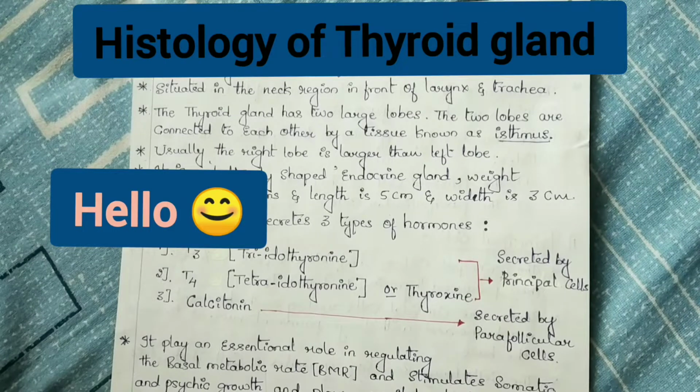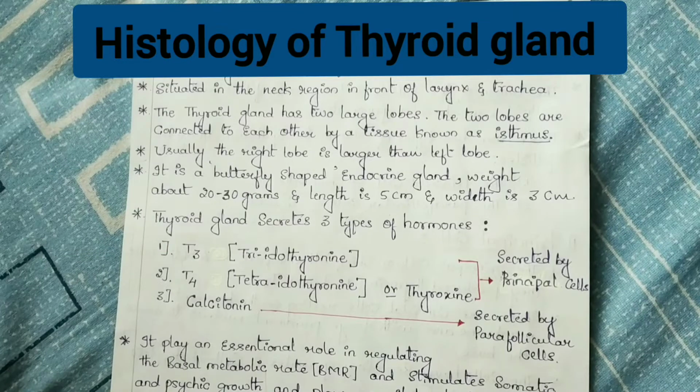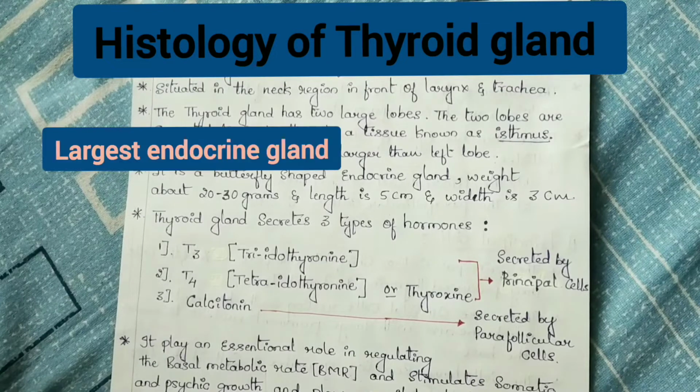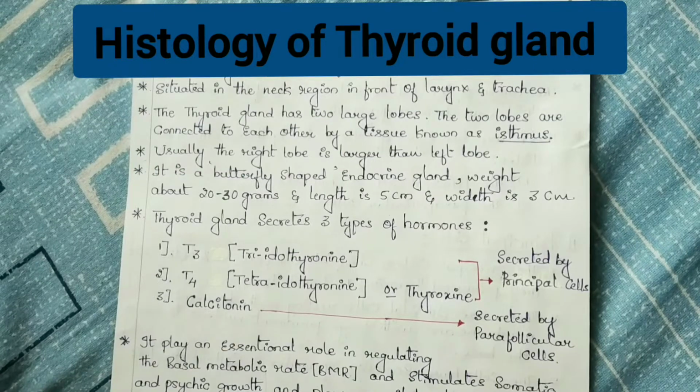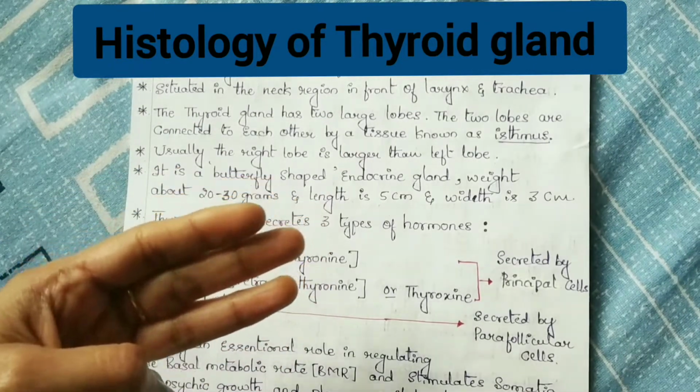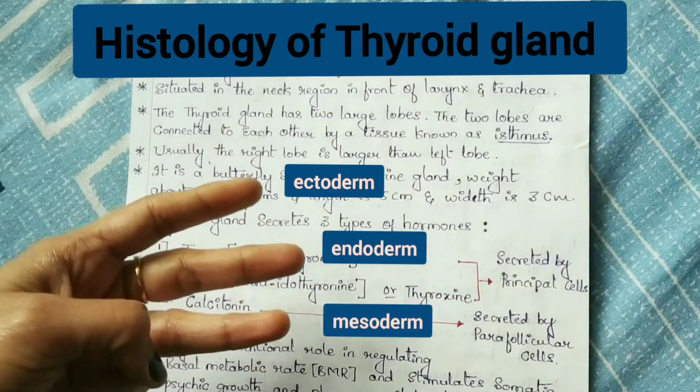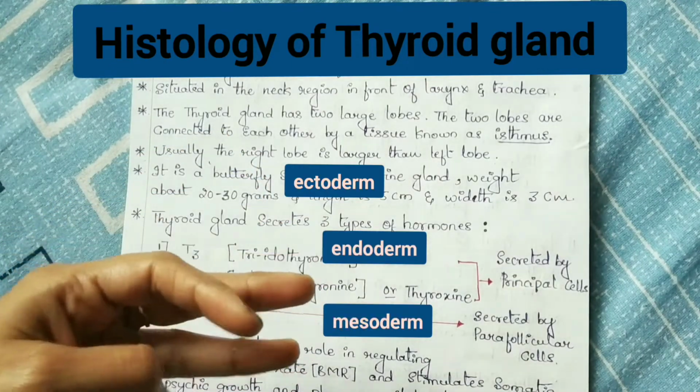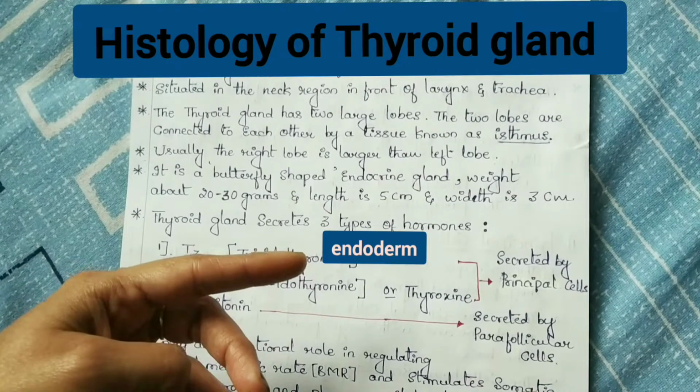In this video, I will be discussing the histology of thyroid gland. First we will look at some anatomical points, and then we will move on to the histology part. The thyroid gland is the largest endocrine gland in the human body and it is derived from endoderm. We know that we have three germ layers: ectoderm, endoderm and mesoderm. This thyroid gland is derived from the endoderm.